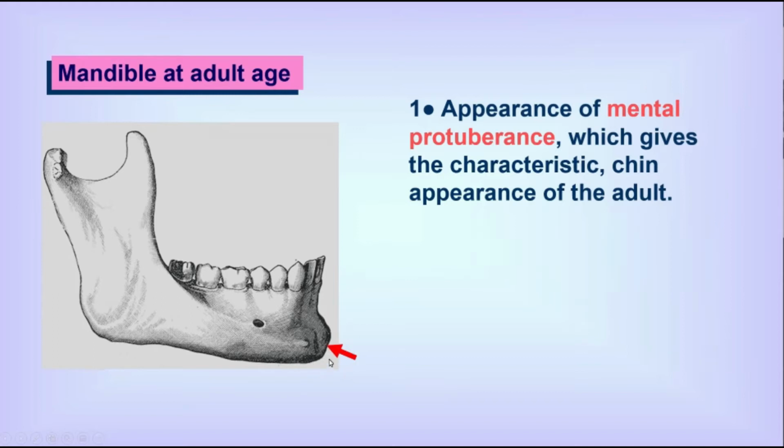This chin is a male characteristic. You will not find a chin in the adolescent. I mean, at the age of 3, 4, 5, 6, 7, 8 years, you will not find the chin. But at the adult age, you will find there is a nice chin.